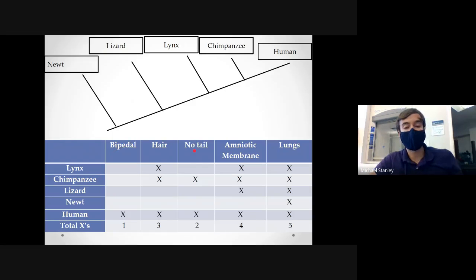You look at the traits, you figure out which organism has the fewest number of traits, and that is your beginning point. And then you go, okay, who has the next fewest? And then the next fewest, and then the next fewest, and then who has the most? And that will be your ending organism, the organism at the top of your cladogram.